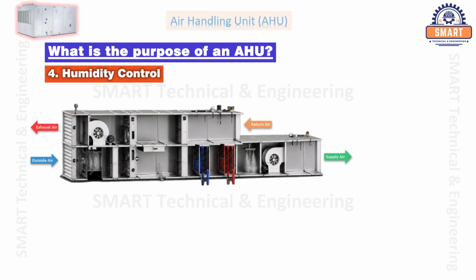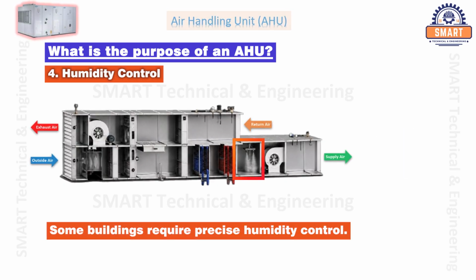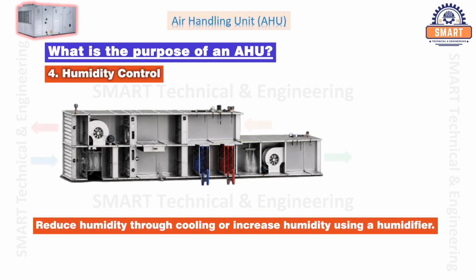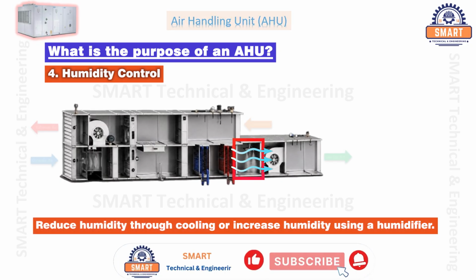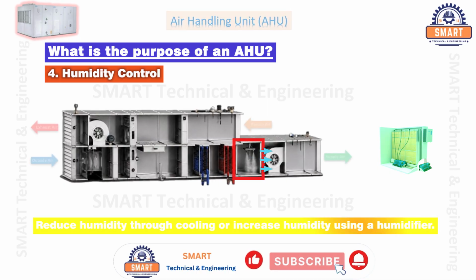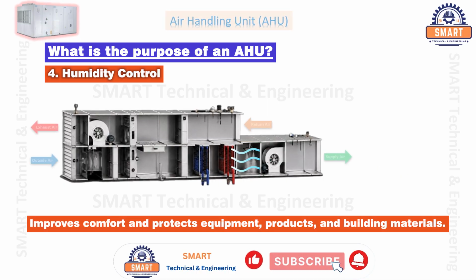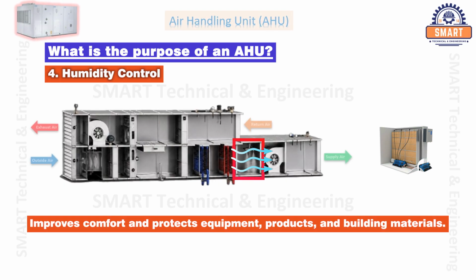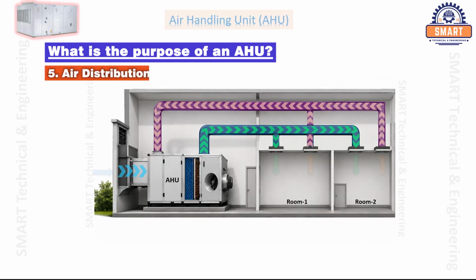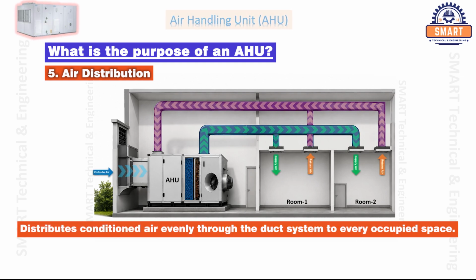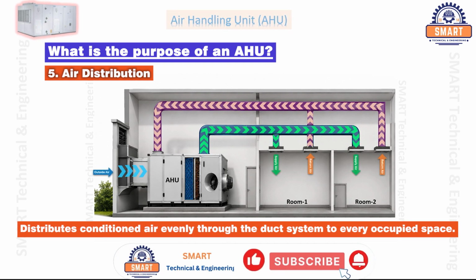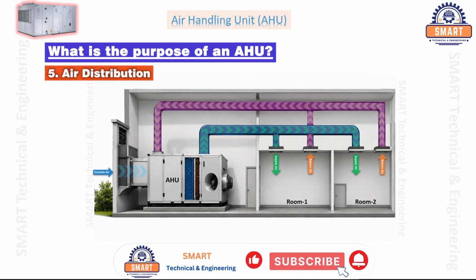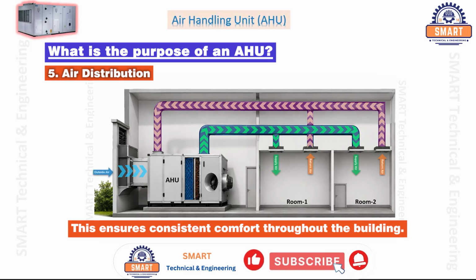4. Humidity control. Some buildings require precise humidity control. The AHU can reduce humidity through cooling or increase humidity using a humidifier. Proper humidity improves comfort and protects equipment, products, and building materials. 5. Air distribution. Finally, the AHU distributes conditioned air evenly through the duct system to every occupied space. This ensures consistent comfort throughout the building.